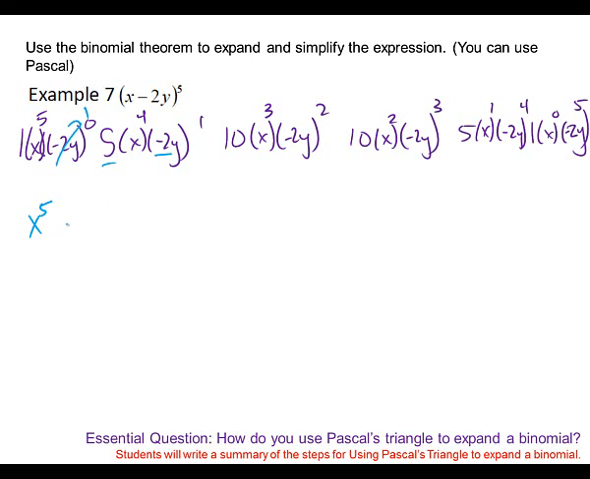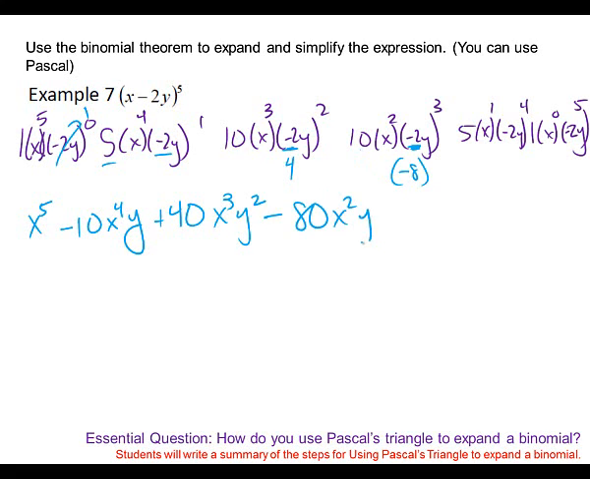5 times negative 2? What'd you get? Negative 10, x to the 4th, y. All right, what's negative 2 squared? 4 times 10 is 40x cubed y squared. What's negative 2 cubed? I heard it. Negative 8 times 10 is negative 80x squared y cubed.